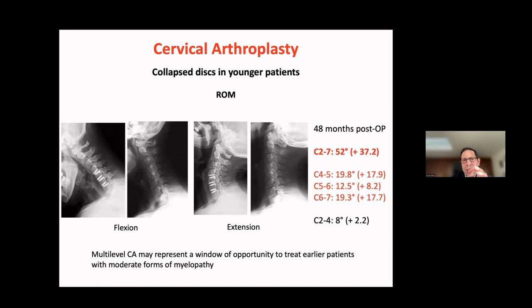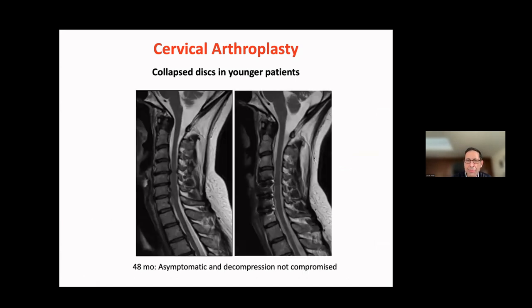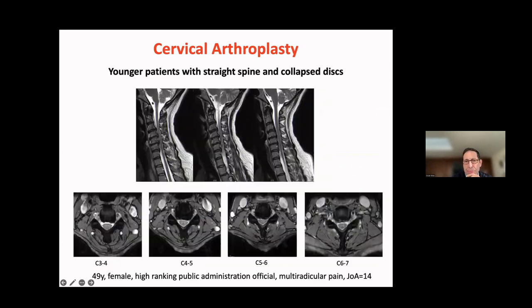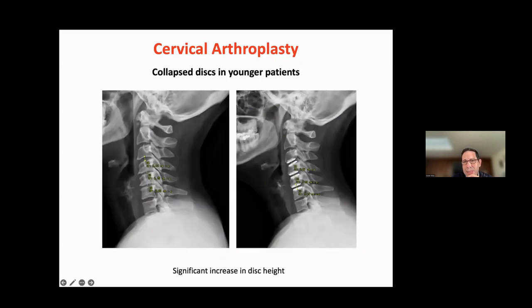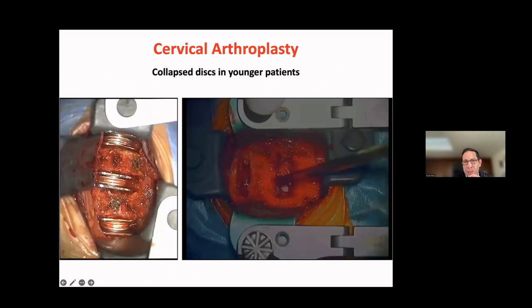So I think in those patients, even though they have collapsed discs, multi-level arthroplasty may represent a window of opportunity to treat earlier patients with mild, moderate forms of myelopathy. And you don't compromise decompression by doing an arthroplasty. Another case, a 49-year-old female, a high-ranking administrative official in Portugal, and look at the dramatic increase in disc height with very good results.